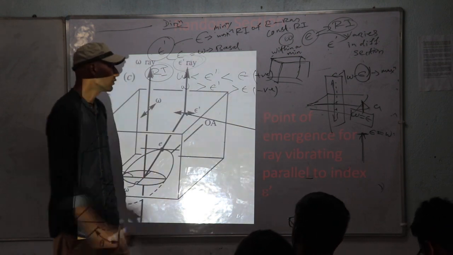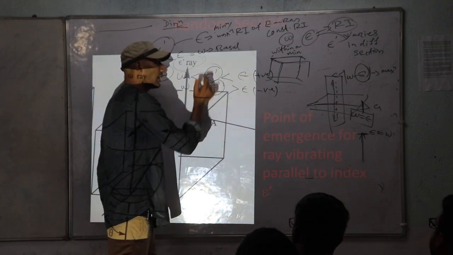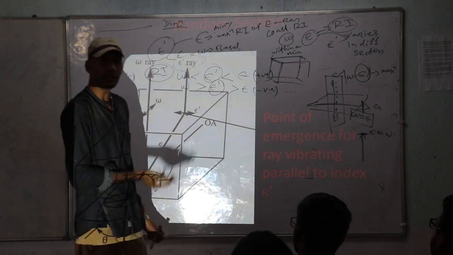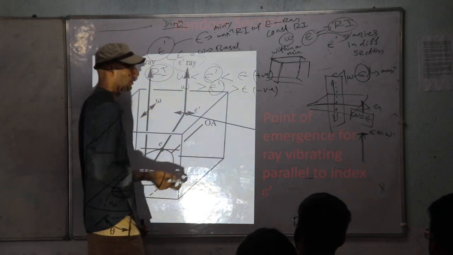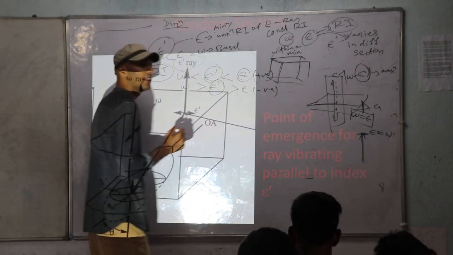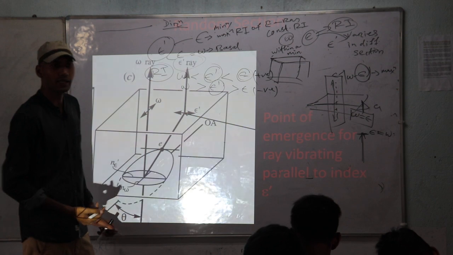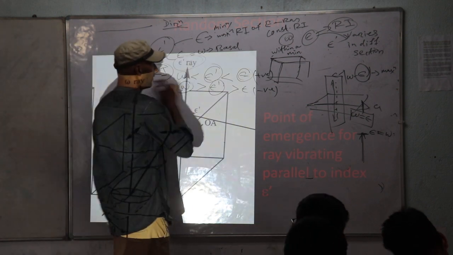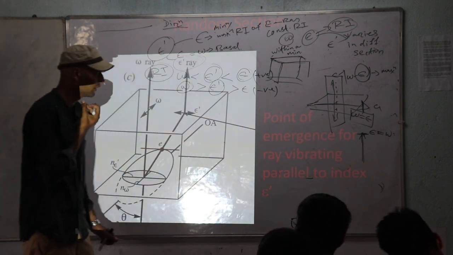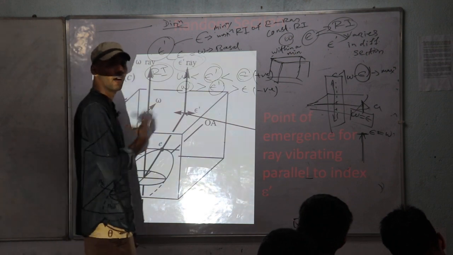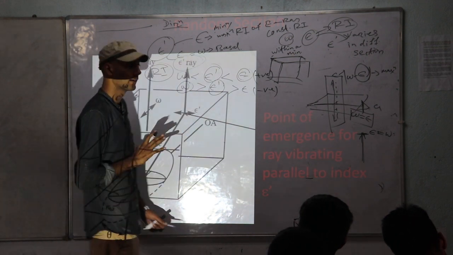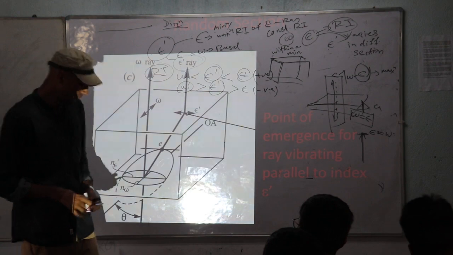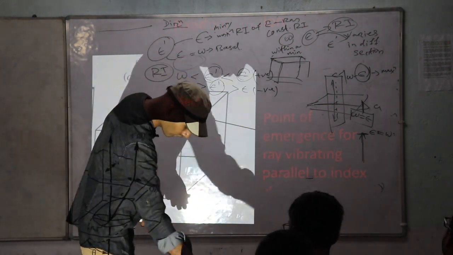So epsilon dash will be the refractive index of extraordinary ray in a random section. Epsilon will be the refractive index of extraordinary ray in principal section. Omega will be the refractive index of O ray or E ray in basal section. Got that?